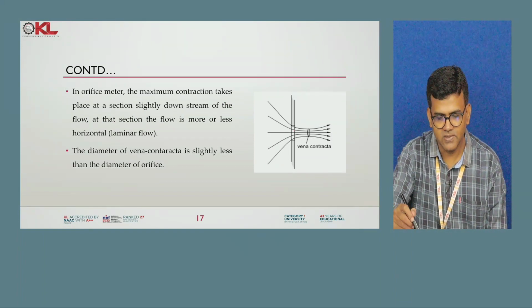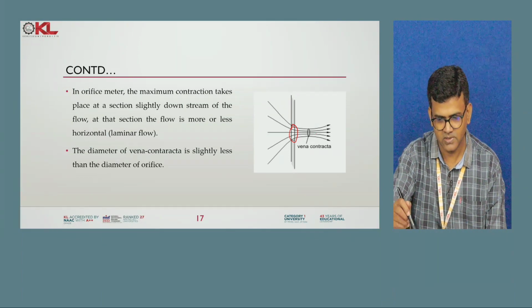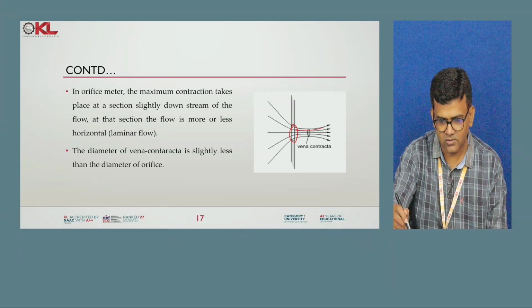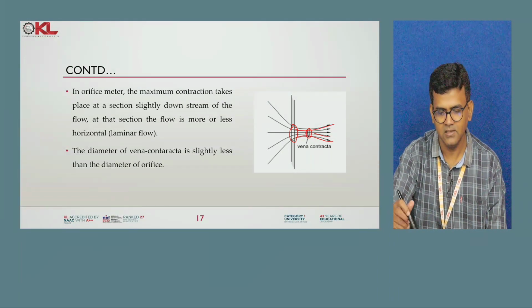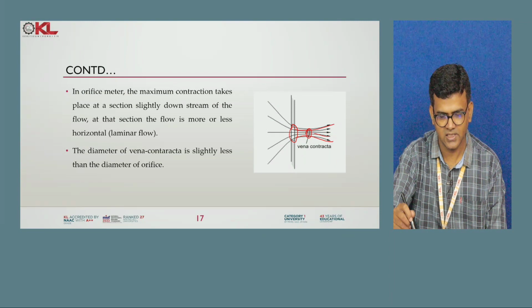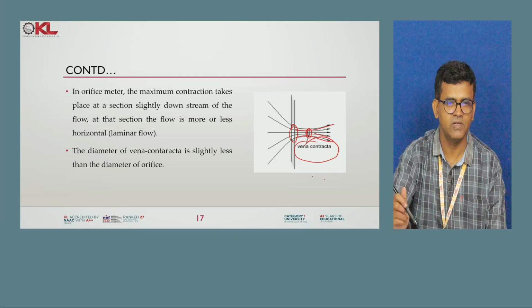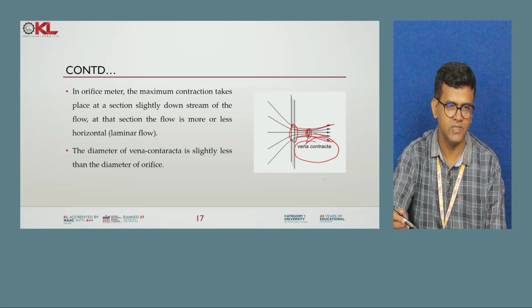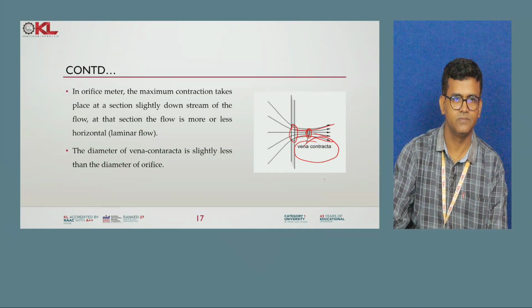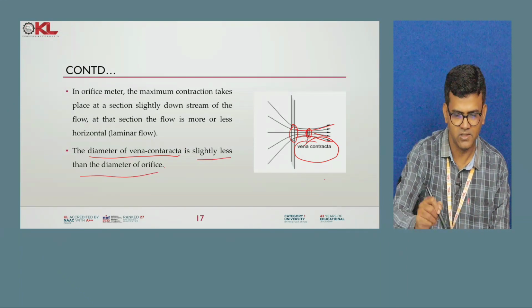This is shown in the orifice meter. Fluid is passing through the orifice meter. So here the stream is going through like this. The stream diameter becomes minimum at this section, so the velocity will be maximum at this section. This section is called the vena contracta, where the diameter is least and the velocity of the fluid is maximum. The diameter of the vena contracta is slightly less than the diameter of the orifice.